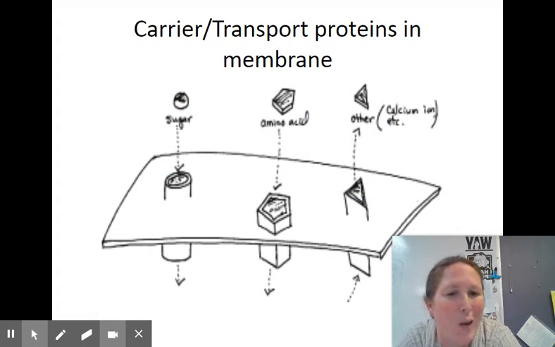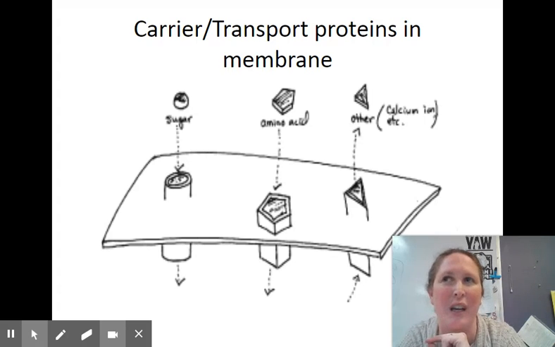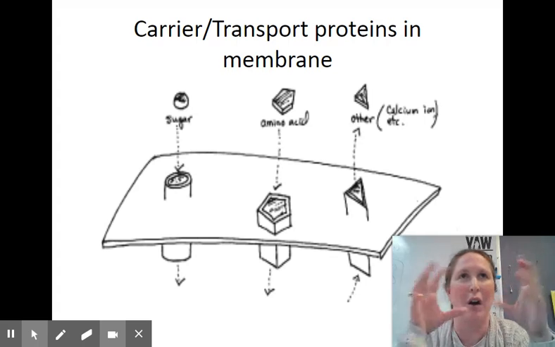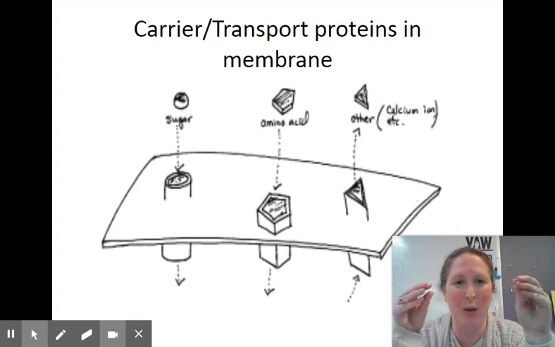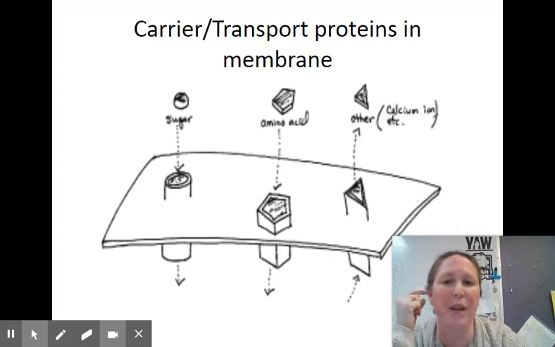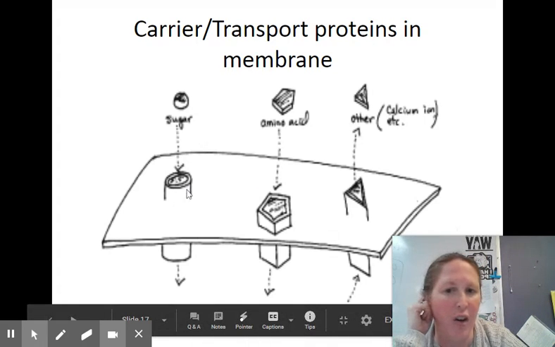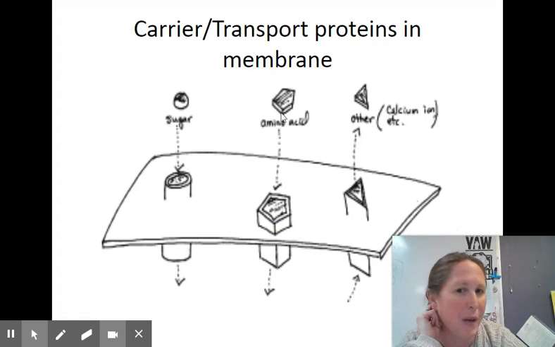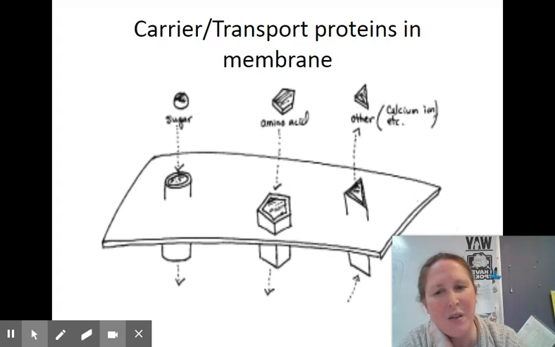And what's kind of cool is the carrier transport proteins have specially designed openings so that the specific thing that it carries through is the only thing that fits there. So you can see the sugar would fit into this one, an amino acid would fit into this one, but the amino acid wouldn't fit into the sugar carrier protein. It only fits into the amino acid carrier protein. So it's kind of cool.